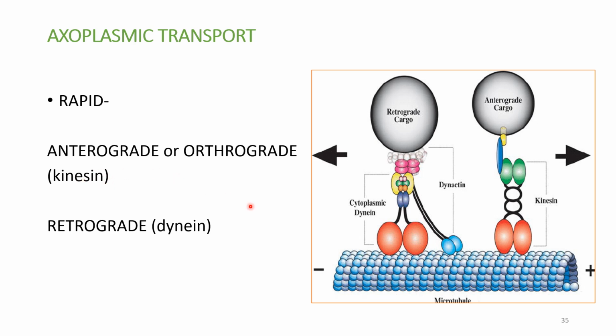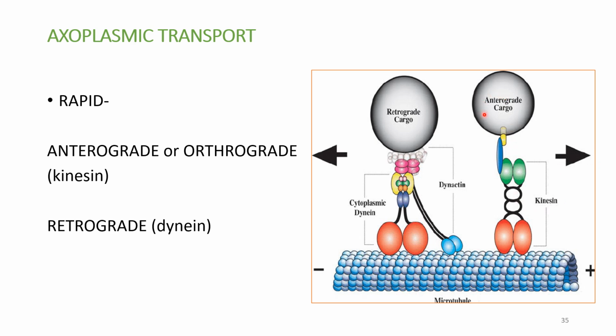The rapid transport can be anterograde or orthograde transport, that is from the cell body to the axon terminals. The part towards the cell body is considered the minus end, and the part towards the axon terminal is considered the plus end. This is performed by the kinesin molecule, which is involved in anterograde transport.